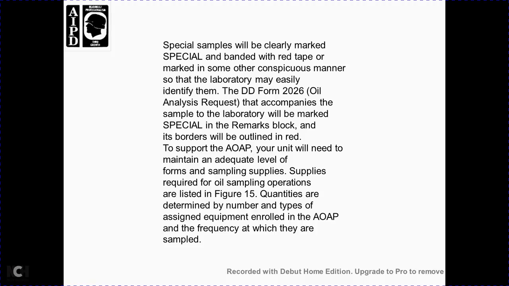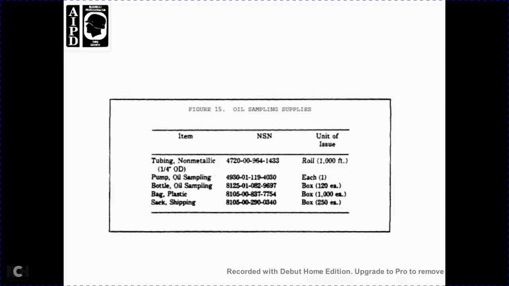Your unit will need to maintain an adequate level of forms and sampling supplies required for the sampling operation, listed in Figure 15. Quantities are determined by the number and type of equipment that are enrolled in the Army Oil Analysis Program and the frequency at which they are sampled. Figure 15 shows the oil supply.